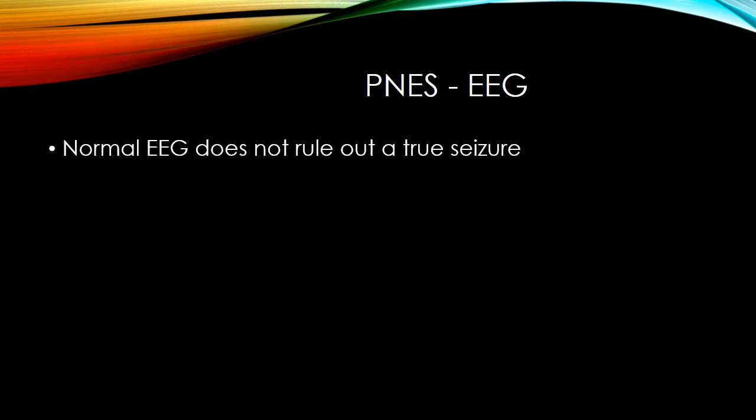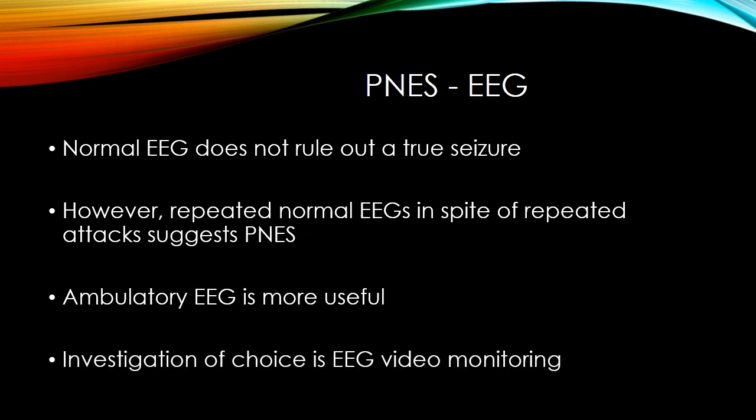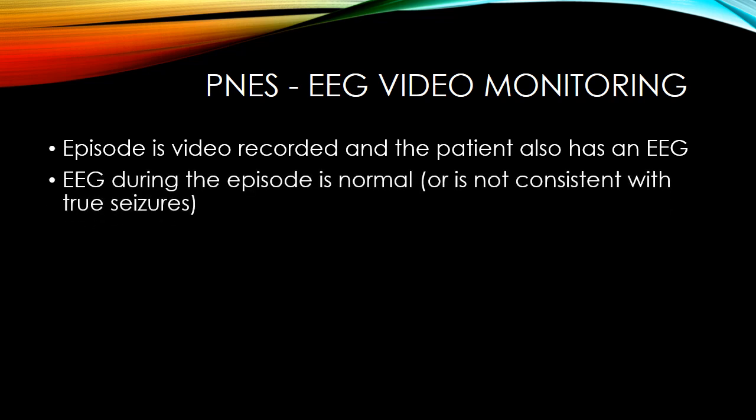Normal EEG does not rule out a true seizure. However, repeated normal EEGs in the presence of repeated attacks suggest PNES. Ambulatory EEG is more useful, and the investigation of choice is EEG video monitoring. So in this, the episode is video recorded and the patient also has an EEG. EEG during the episode is normal or is not consistent with true seizures in PNES.